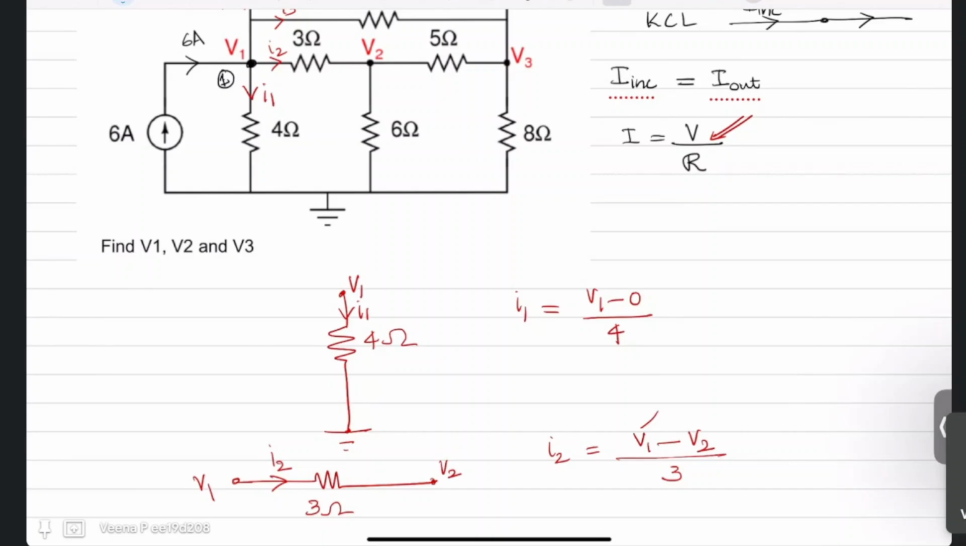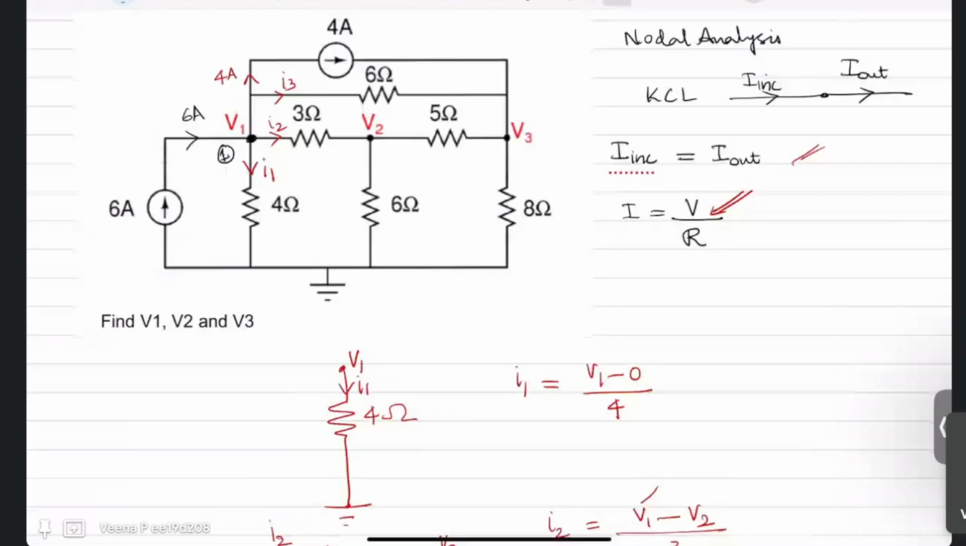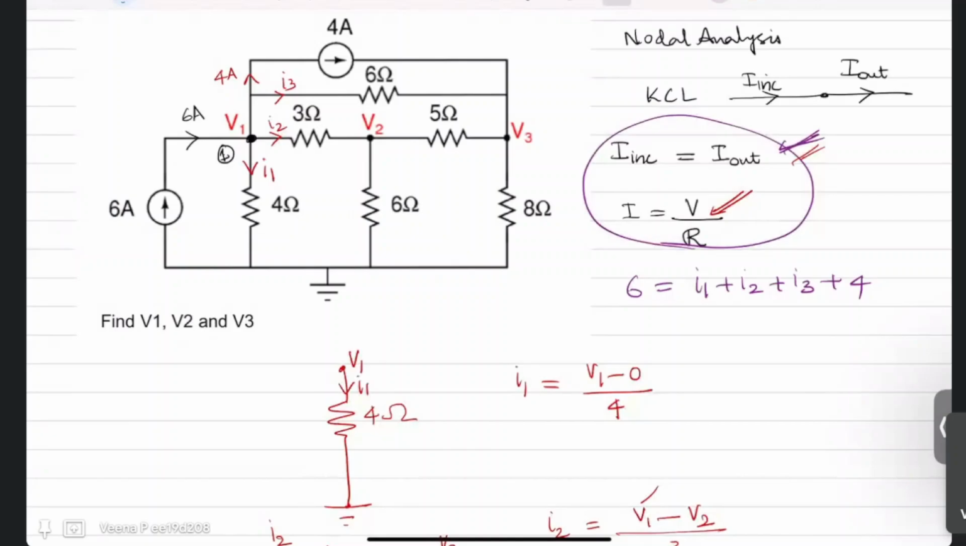And now you can apply your Kirchhoff's current law, which is incoming currents equal outgoing currents. So you know that your 6 ampere is incoming. It is outgoing into I1, I2, I3 and 4. So this is how we use Kirchhoff's current law. You have to use both these concepts while doing nodal analysis. So now you can start writing for each of the nodes.